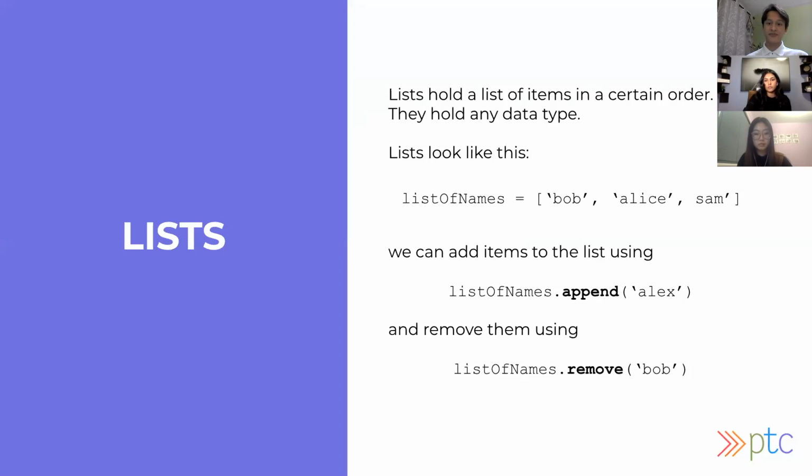Once you've defined the list, you can add to it by calling the list, writing its name, and putting .append, open bracket, and the value you want to add. So like here we have list of names, .append, and we want to add Alex to the end of the list. The same way you can remove something from the list by calling the list and using .remove. The value inside the brackets will be removed from the list. So here, list of names, .remove, Bob, will remove Bob from the beginning of the list.